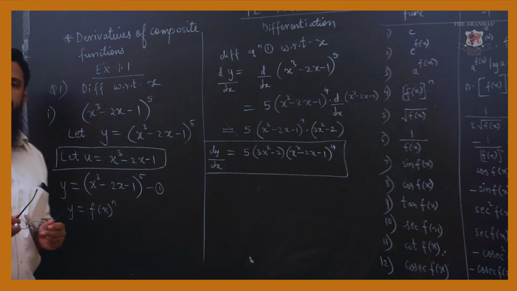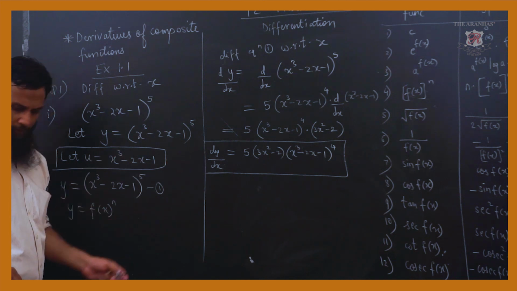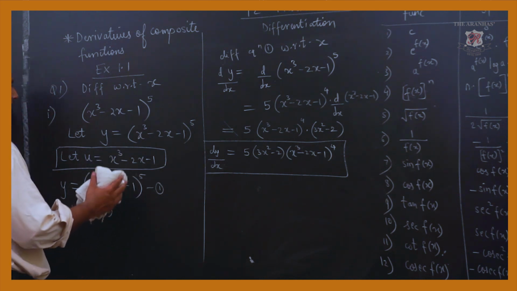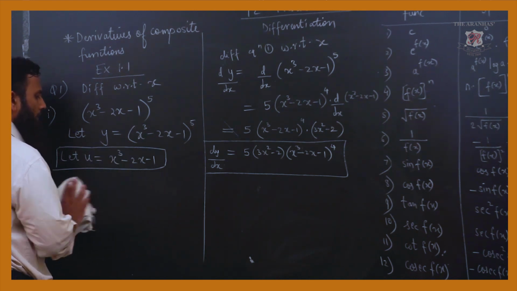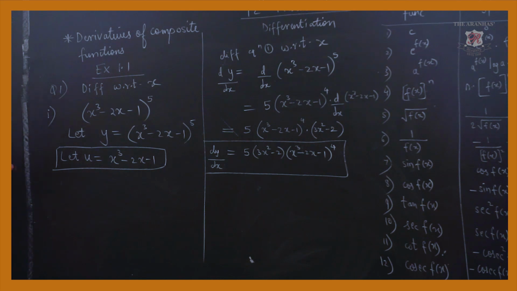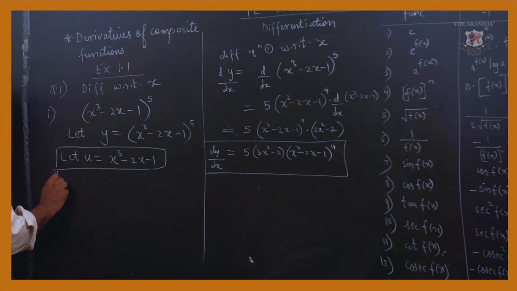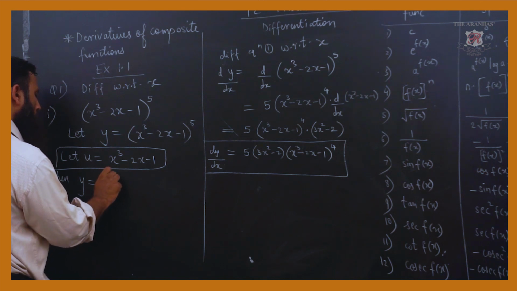The second option is the theorem which I taught you: how to solve the same problem by using the theorem for composite functions. Here I will do it, since I have already written that let u equal to this. If I use u equal to all these terms, then my y will be redefined as y is equal to u raised to 5.